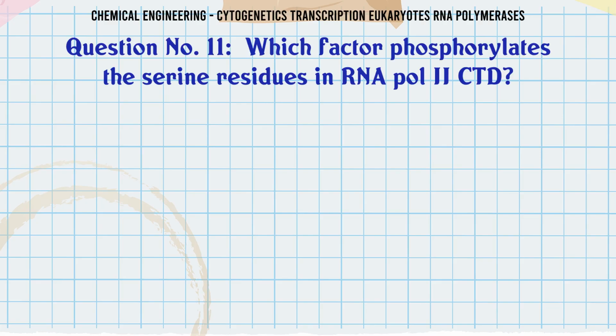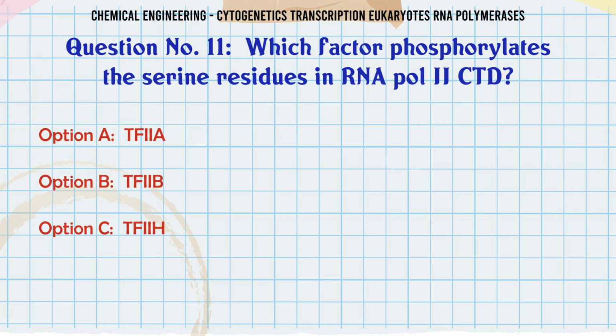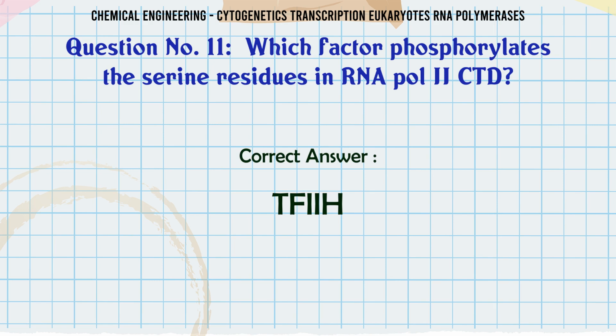Which factor phosphorylates the serine residues in RNA pol 2 CTD? A: TFIIH, B: TFIIH, C: TFIIH, D: TFIIH. The correct answer is TFIIH.